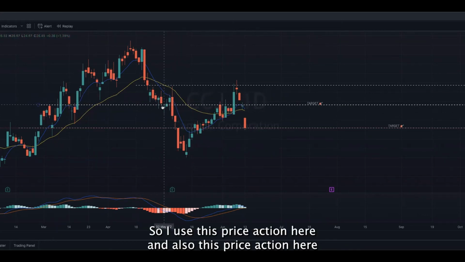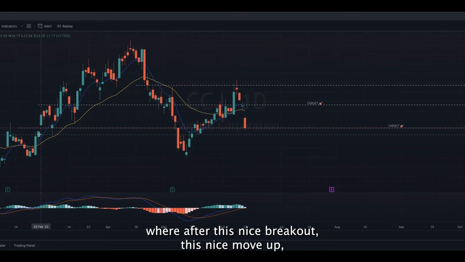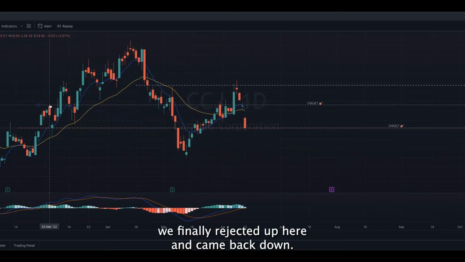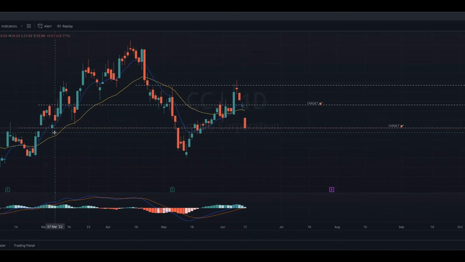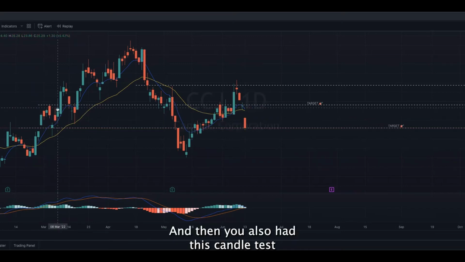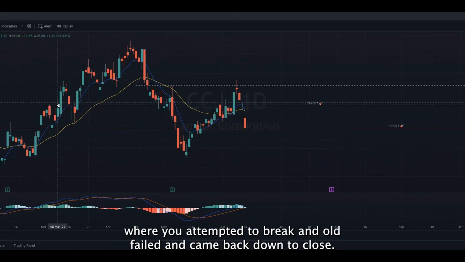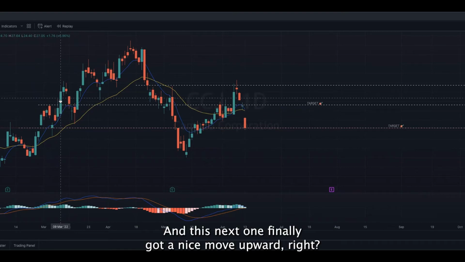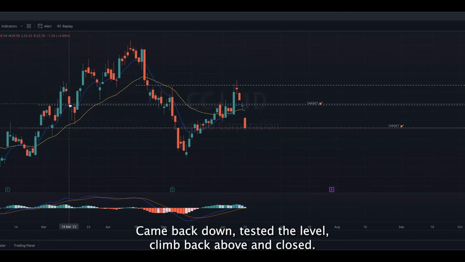And then once you broke through, had a gnarly candle here, really nasty, and continued the downtrend. So I use this price action here and also this price action here, where after this nice breakout, this nice move up, we finally rejected up here and came back down, right? And then you also had this candle test where you attempted to break and hold, failed, and came back down and closed. And this next one finally got a nice move upward, right? Came back down, tested the level, climbed back above and closed.